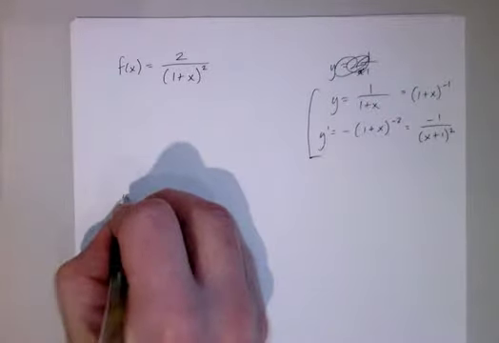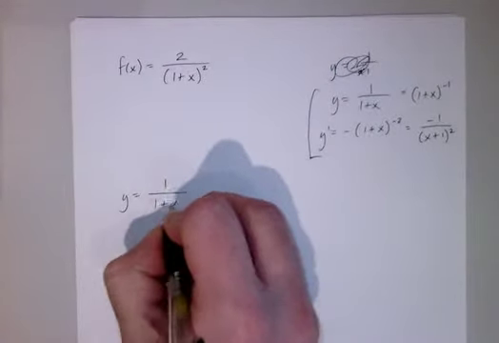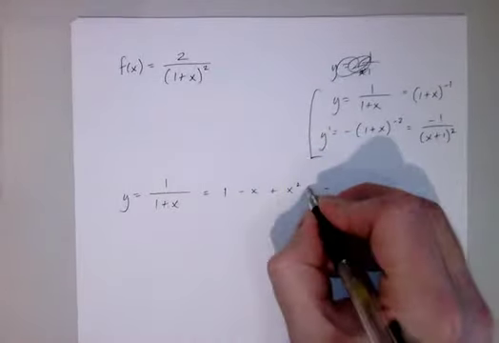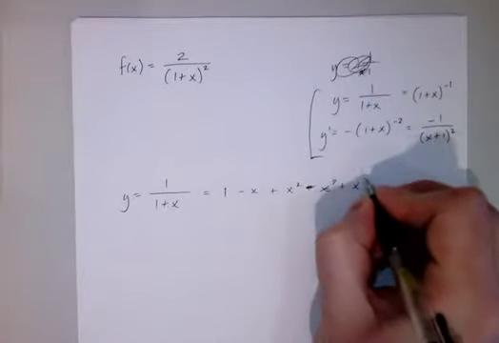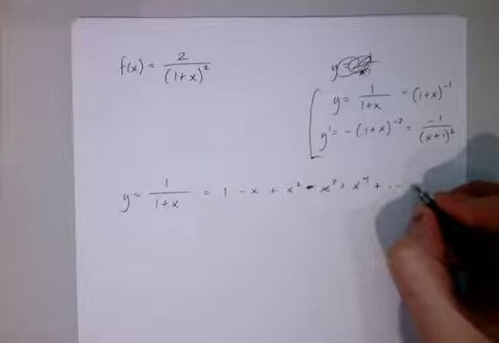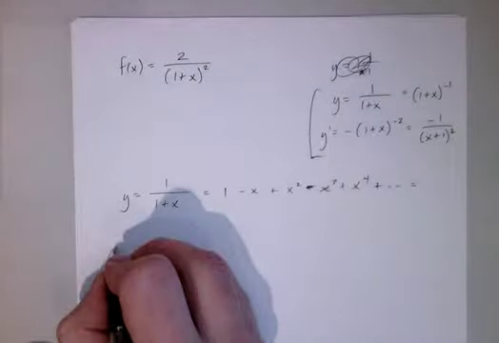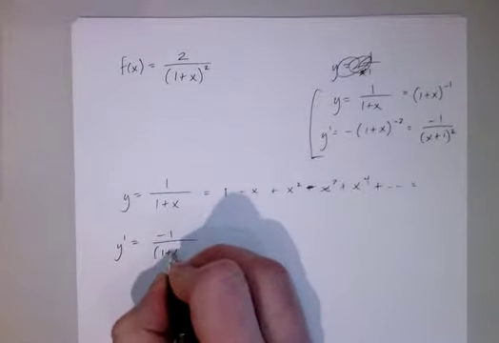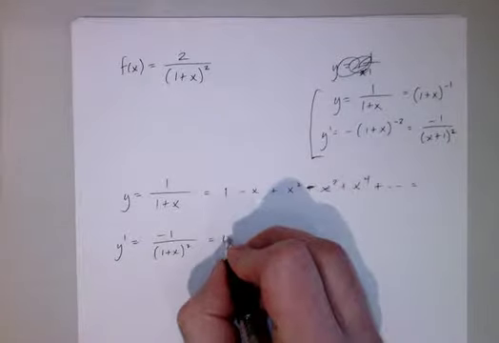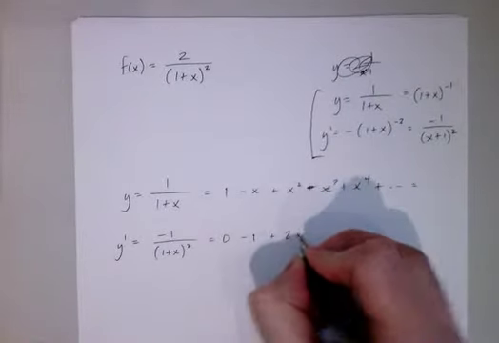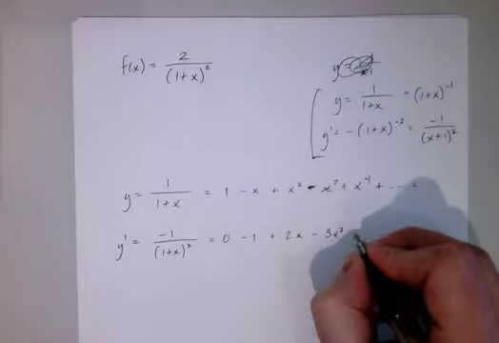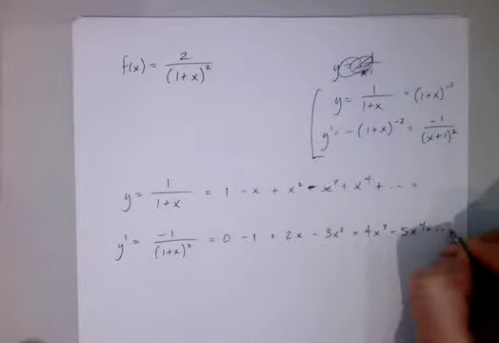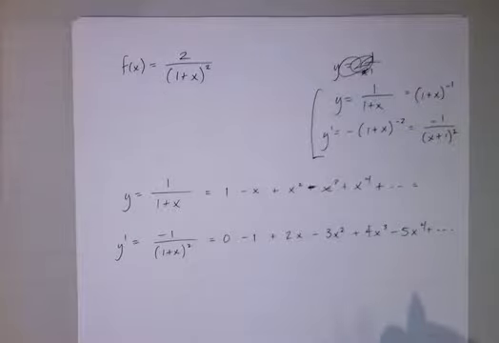Obviously, if you have y equal to 1 over 1 plus x, that is 1 minus x plus x squared minus x cubed plus x to the 4th plus, we've already seen that one, right? And so if you did y prime, that winds up being -1 over 1 plus x squared. That winds up being 0 minus 1 plus 2x minus 3x squared plus 4x cubed minus 5x to the fourth, right? So there's still a discernible pattern.